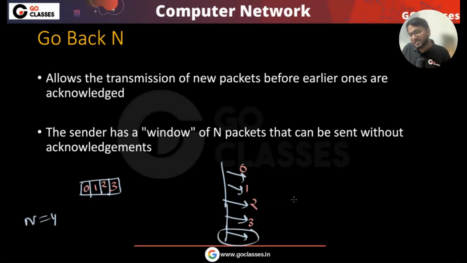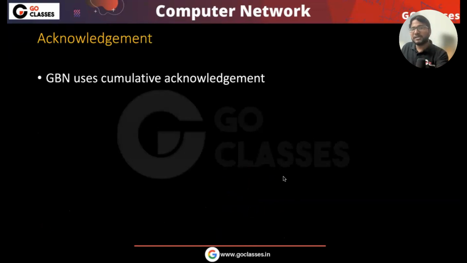Okay, what do these things mean? You will get to understand. But this n means that if n is equal to 4, we are allowing 4 packets to be in flight. In flight means outstanding packets, which means you can send those packets without even any acknowledgement. Okay, cool. So let's see what kind of acknowledgement it is basically using.